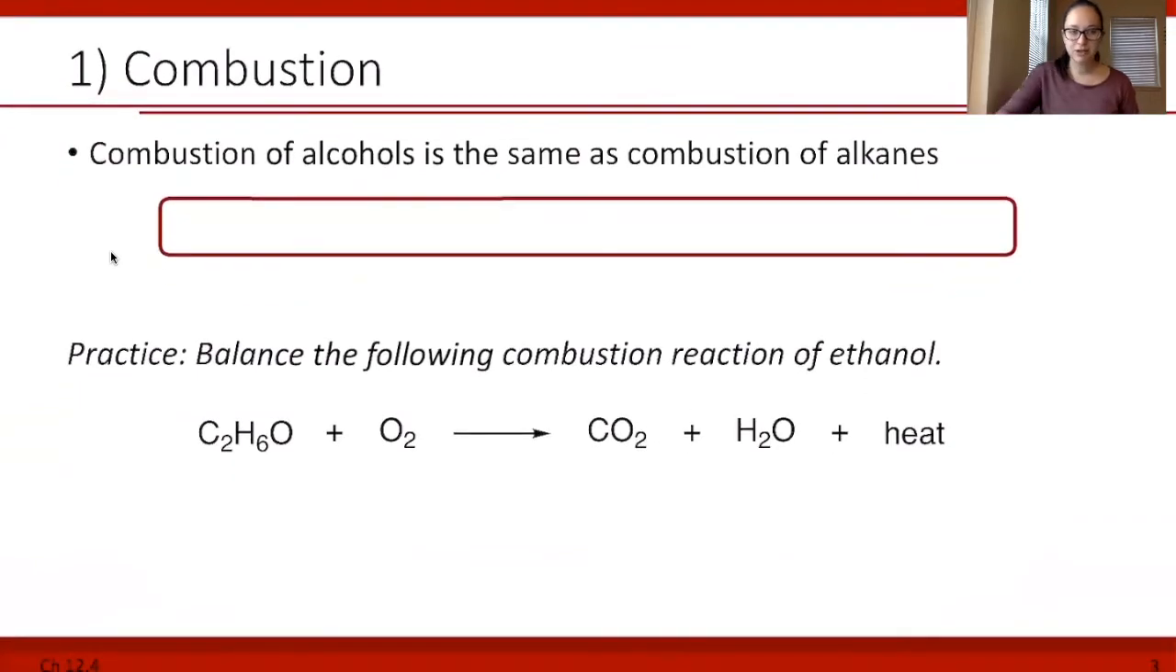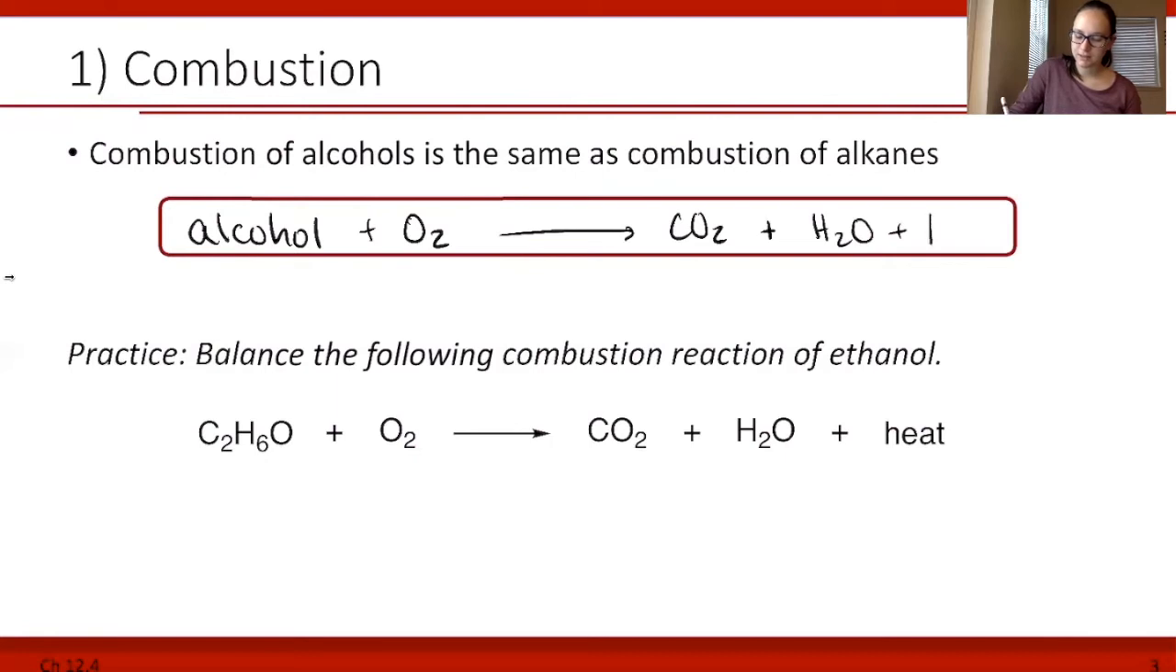Let's start with our first reaction, which is the combustion reaction. We already talked about combustion of alkanes, so now we're going to talk about combustion of alcohols. It's actually the exact same, we just have an alcohol to start with. So our balanced chemical equation is going to be a little bit different. We're going to have our alcohol and add oxygen, O2, and that yields CO2, water, and heat.